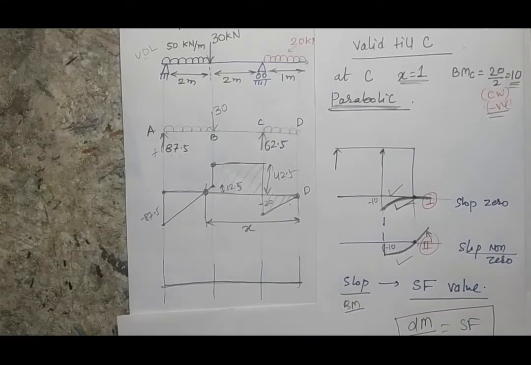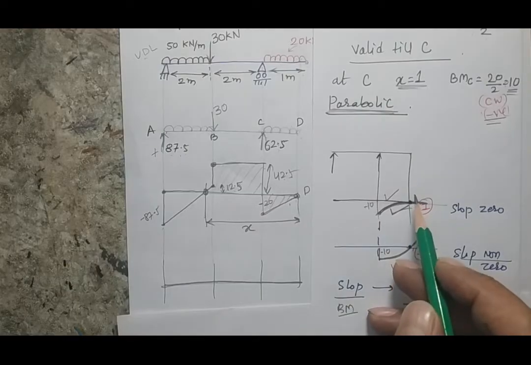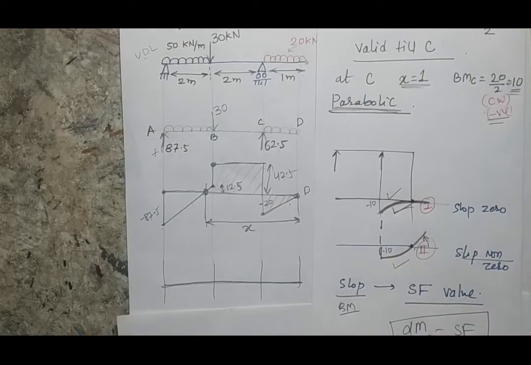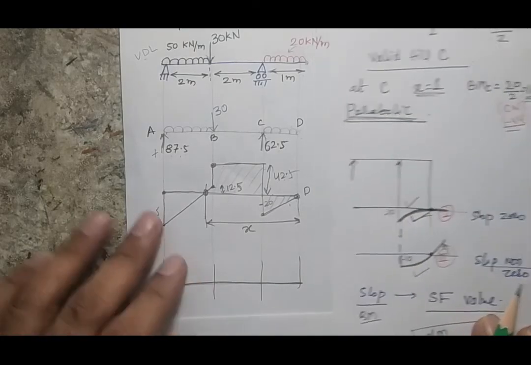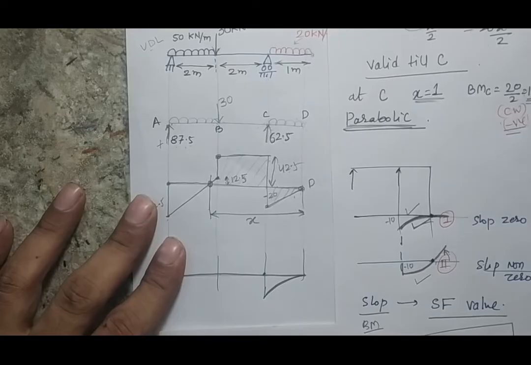A shortcut is there that whenever you are making the bending moment below the line, it will be a concave shape. When you are making the parabola above the line, it will be a convex shape. So now I have found that my bending moment from point D to C will be a parabola, and it will be like that, and the value at this point will be minus 10.